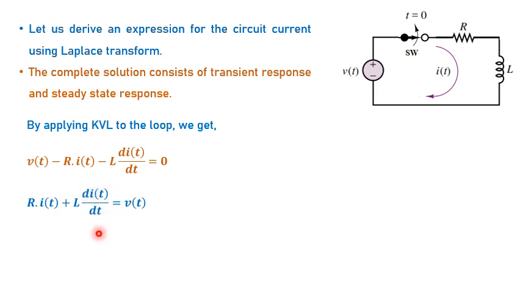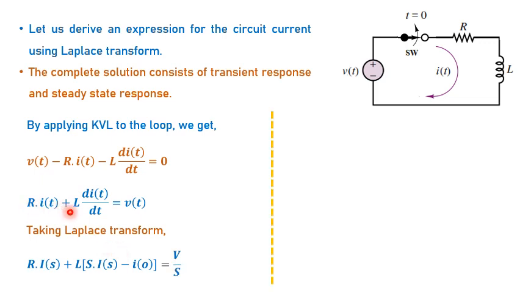For this, we will take the help of Laplace transform. Taking Laplace transform on both sides, we will get R into I of s plus L into (s I of s minus i of 0) equal to V by s. V is a constant, and hence when you take its Laplace transform, it will be V by s.